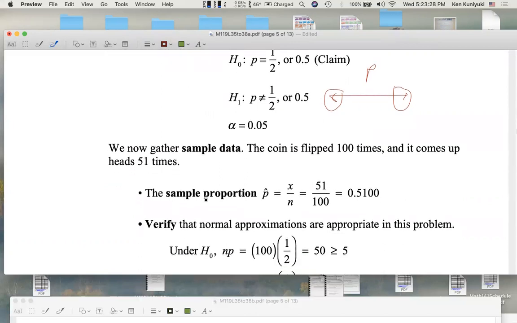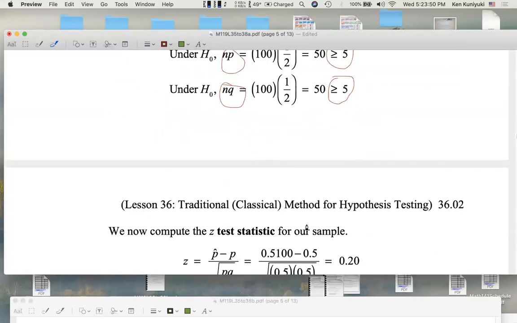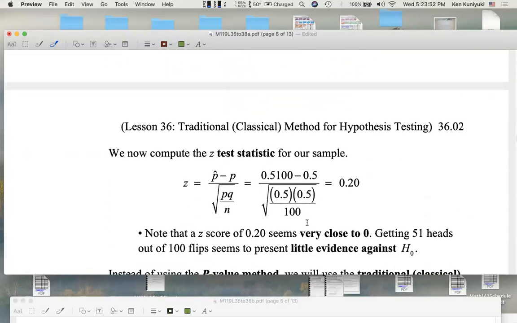Okay, the sample proportion, P hat. So what is our best guess for what P is based on the sample? X over N, 51 over 100, 0.5100. Verify that the normal approximations apply, NP and NQ. If P is a half, Q is a half, they're both at least 5. As before in lesson 33.